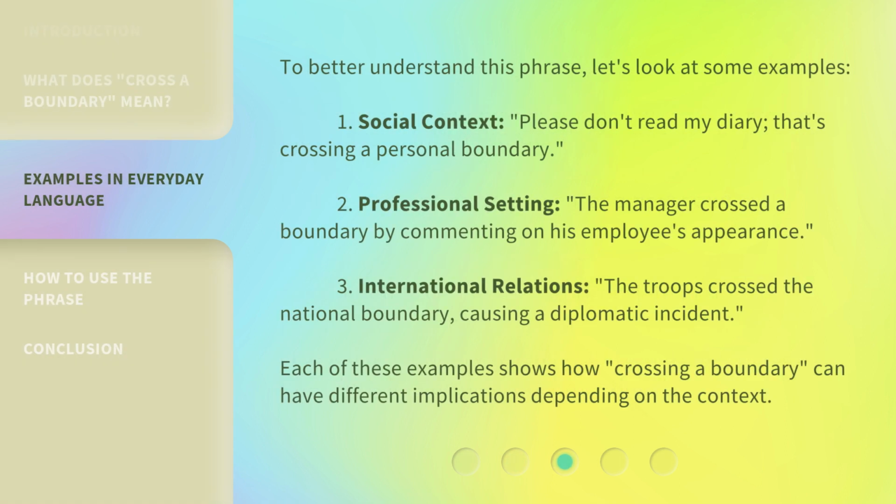To better understand this phrase, let's look at some examples. 1. Social context. Please don't read my diary. That's crossing a personal boundary.